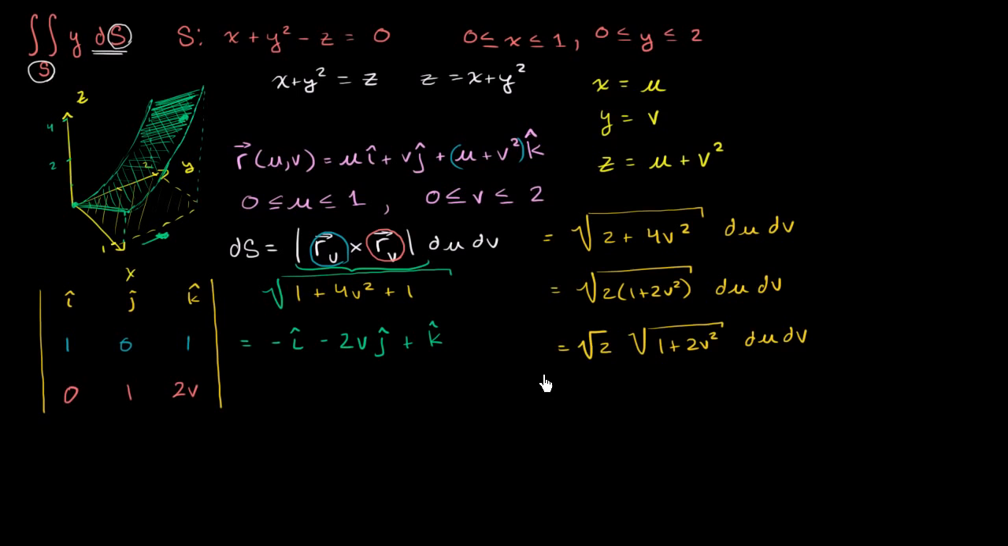And I now think we are ready to evaluate the surface integral. So let's do it. Let me just write this thing down here. I'm going to write everything that has to do with v in purple. So I'm just going to write the ds part right over here. It is the square root of 2 times the square root of 1 plus 2v squared. And then we're going to have du, which I'll write in green, and then dv. So this is just the ds part.